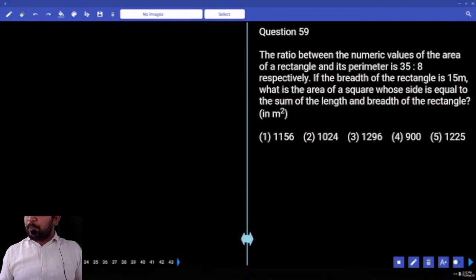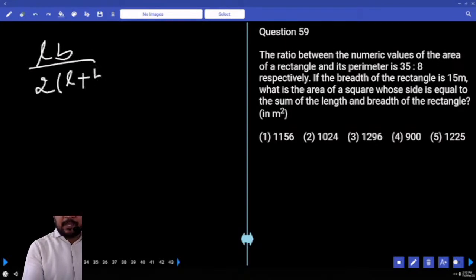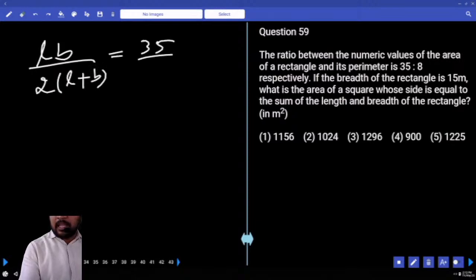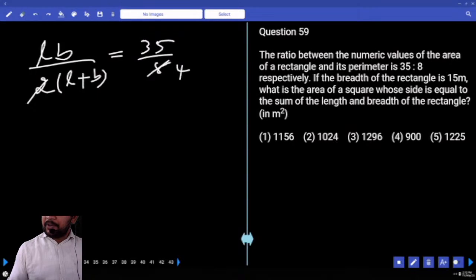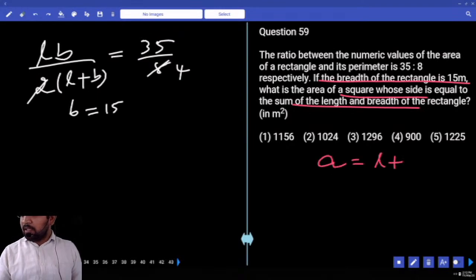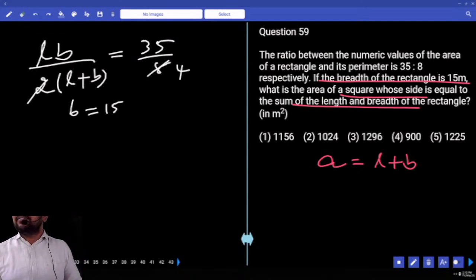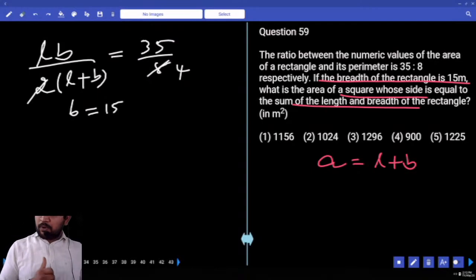The ratio between the numerical value of the area of the rectangle and its perimeter is 35 by 8. Area of the rectangle is nothing but L into B, by perimeter, which is 2 times of L plus B. Now, if the breadth of the rectangle is 15, what is the area of the square whose side is equal to the sum of the length and breadth? Side is equal to L plus B. They are asking the area of the square.